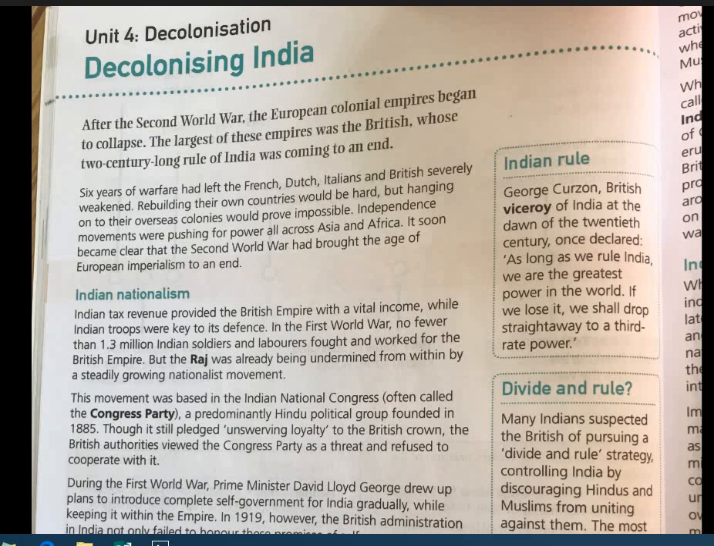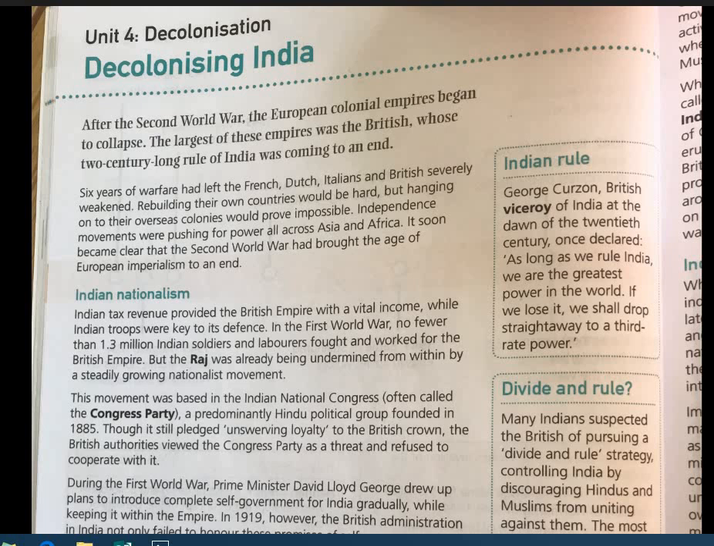So, Indian nationalism. Indian tax revenue provided the British Empire with a vital income, while Indian troops were key to its defence. In the First World War, no fewer than 1.3 million Indian soldiers and labourers fought and worked for the British Empire. But the Raj, which is basically what is known as India whilst it was ruled by Britain, was already being undermined from within by a steadily growing nationalist movement. Now, nationalist is basically a group of people who are loyal to their country.